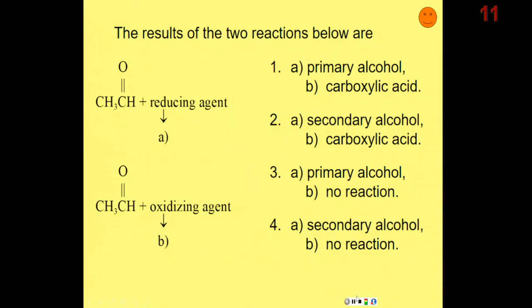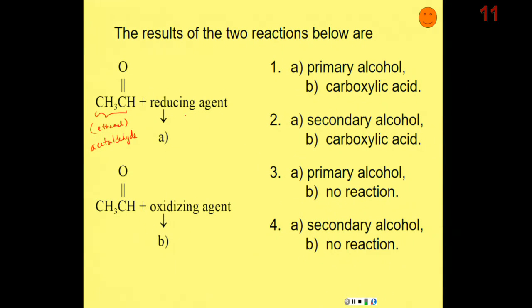Here are some other questions to make you think. The results of these reactions below are going to be what? All right, so you're going to have to decide with this same compound on the left. Let's name it just because we can. 2 carbons as an aldehyde could be called ethanal, or its common name is acetaldehyde.